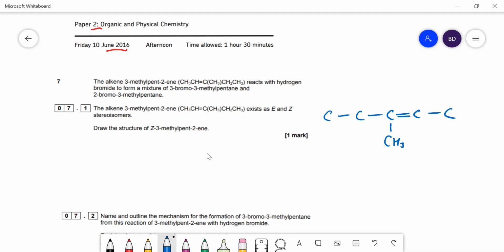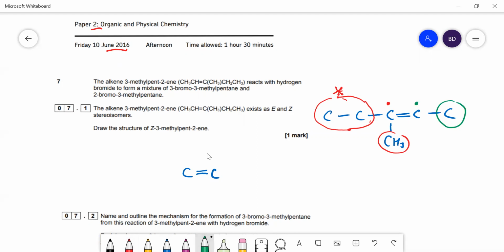Okay, now I'm going to draw it out so you can see the EZ configuration. So draw the double bond here. Now look what we've got attached to this carbon, the red carbon. We've got an ethyl group and a methyl group. Now it's going to be the ethyl which is the highest priority. On this carbon here, we've got a methyl group and a hydrogen, and it's going to be the methyl which is the high priority.